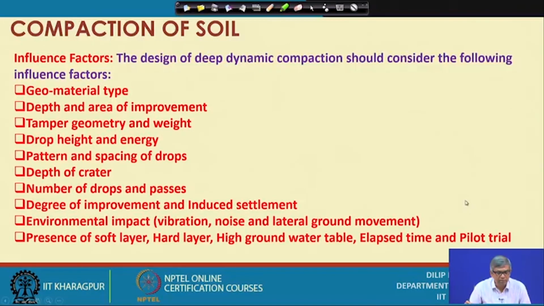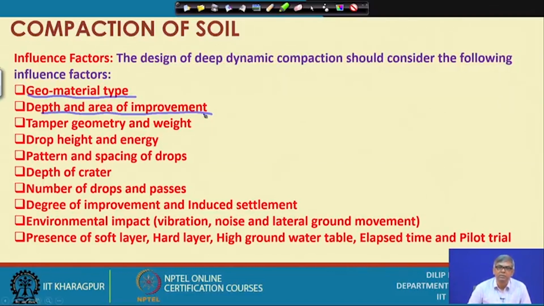And then influencing factors. What are the factors that can affect the compaction? These are the things I mentioned. You can see the influencing factors include geotechnical type. That means if it is a soft soil, not good; granular soil is good. So, geotechnical type is one point. Then depth and area of improvement. So, how much depth is required?